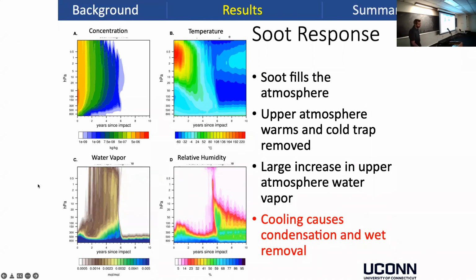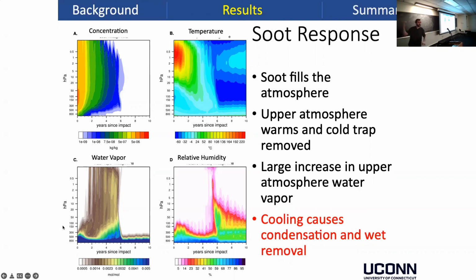Yeah, so that's what seems to be going on. So the soot comes in here, so this is the soot concentration, and then this is the atmospheric temperature. So you get a lot of heating from the soot absorbing that shortwave radiation, and that temperature actually erodes this cold trap in the stratosphere, which allows this water vapor shown here to increase. The levels are still fairly low, but it allows it to increase.